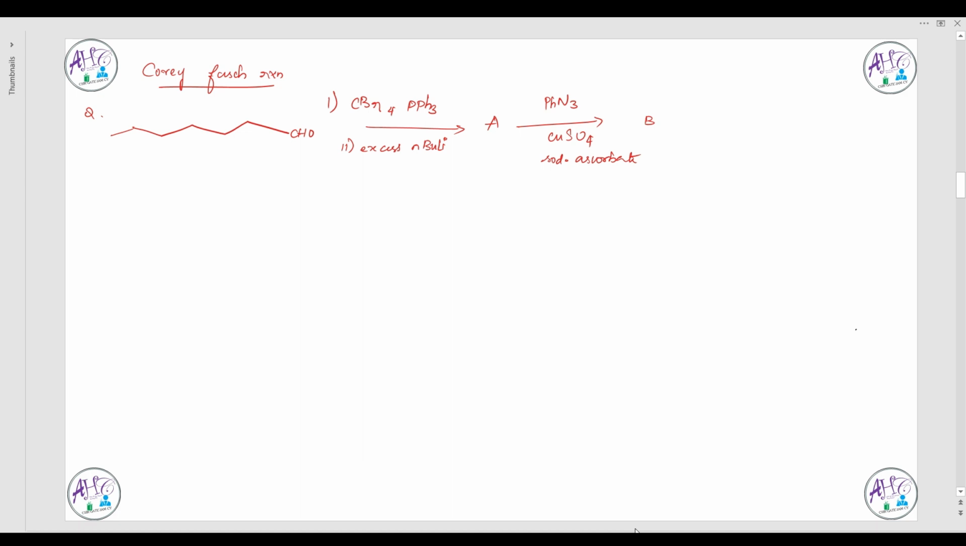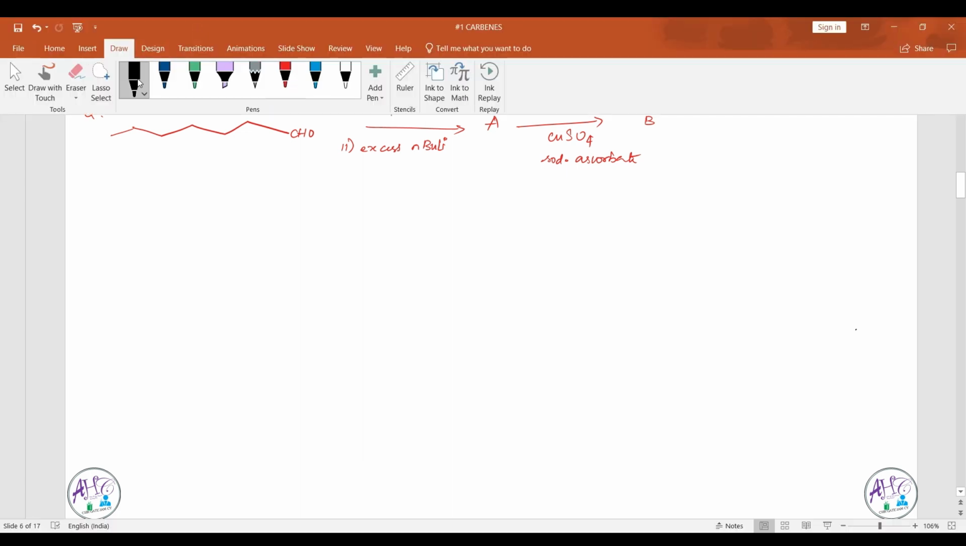This complete question is from GATE, and if you look only at the first part of the question, that is your Corey-Fuchs reaction, it is the most repeated question from a JAM point of view. Okay, so let's get started.